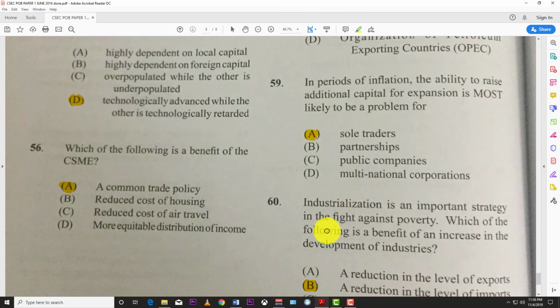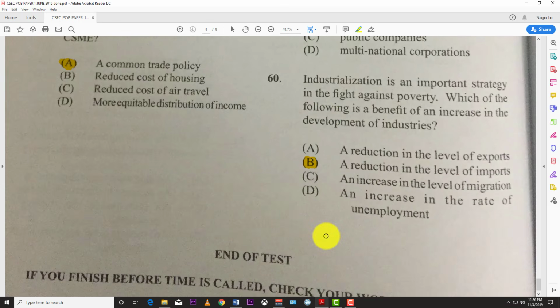And the very last one, 60, industrialization is an important strategy in the fight against poverty. Which of the following is a benefit of an increase in the development of industries? The best answer for this one is B, a reduction in the level of imports. Why is that so? Because with industrialization, you're developing new industries within the country. Previously you would have had to import certain things, but now that they're within your grasp, you don't have to import as much. Now you have reduced importation. So that's the best for that one, B.